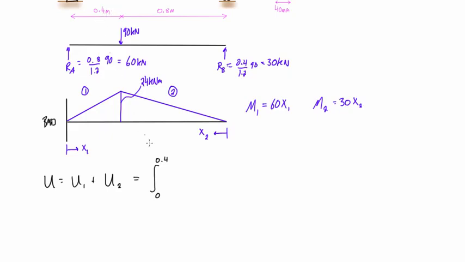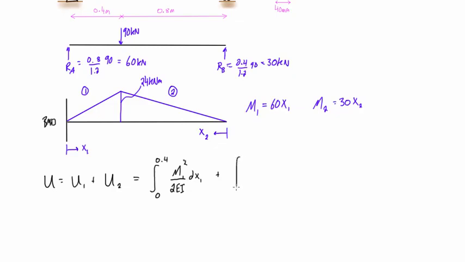That's this distance right here. And the expression from the previous videos for bending is we're going to have M1 squared over 2EI, and this is with the dx1. We're dealing with this distance traveled here. Okay, so that is the strain energy in region 1.